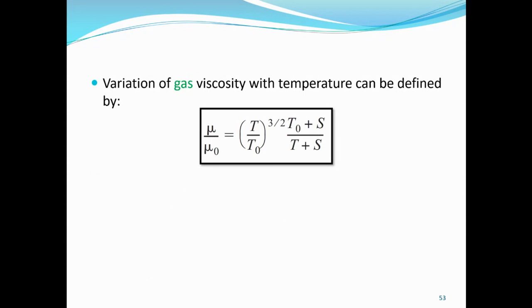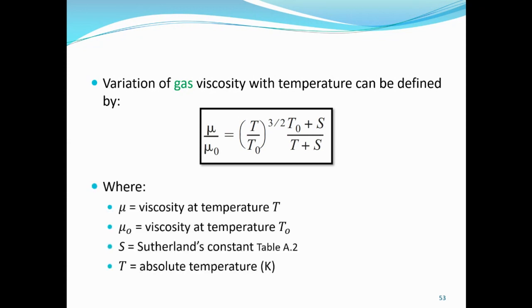And for gas, the variation of gas viscosity with temperature can be defined. This is for gas, where T is the absolute temperature, this is Sutherland's constant, mu is the viscosity at temperature T, and mu naught is the viscosity at temperature T naught.